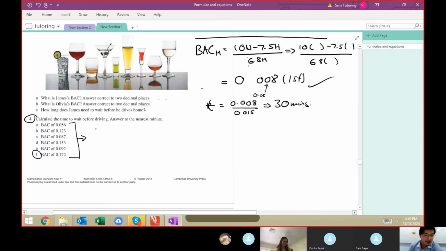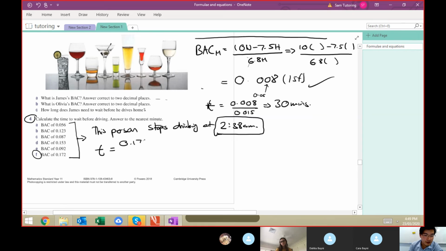Okay, so typical exam style questions would be like this person stops drinking at, let's just say, 2:38 a.m. That's the time he or she stops drinking. An exam style question would ask you to find the time when the alcohol is depleted out of the system such that this person can drive again. So you take this number, 0.172 divided by 0.015. I got 11 hours and 28 minutes.